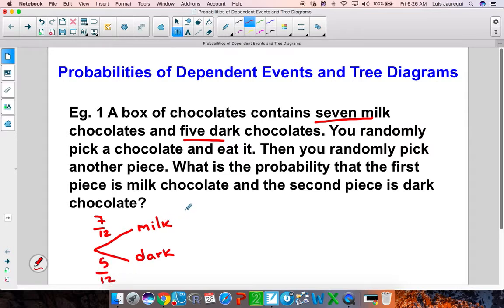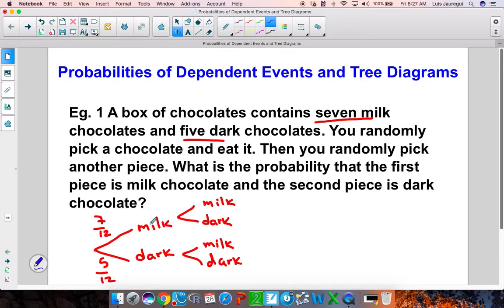Now, let's see what the possibilities are for your second chocolate. Still, you can get milk chocolate or you can get dark chocolate. Even for this one, okay, let's say you eat dark chocolate. For the second one, you can still eat milk chocolate or dark chocolate. Now, probabilities change given what occurred in terms of the first chocolate.